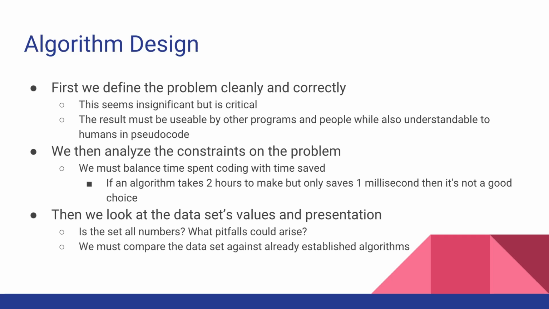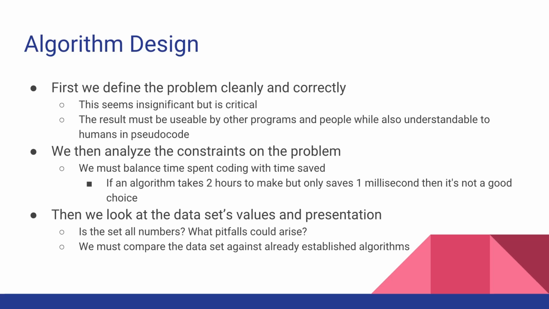So we also have to consider that the data set might be in different forms. This means that we have to consider what the dataset is made up of. So is it all numbers? What pitfalls could potentially arise? Is it all distinct pairs? What are the other big problems that could arise? For example, are they in a string? Are they located in a variety of different locations in the memory?